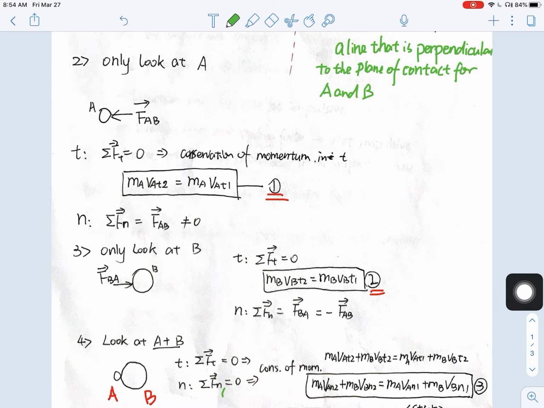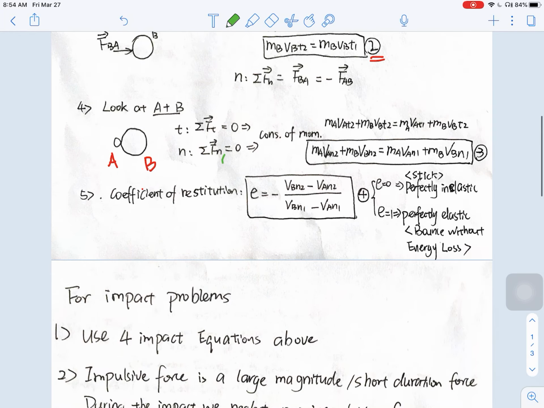Now that we did the analysis for A and B separately, we can look at A and B together as a system. When we look at A and B together, and look at the sum of the forces in both the T and N directions, we will realize that the sum of forces is zero in both directions. That means we have conservation of momentum in both the T and N directions, and we can write out the equation for the N direction: m_A v_AN2 plus m_B v_BN2 equals m_A v_AN1 plus m_B v_BN1. That's the third equation we can get from two-particle impact.